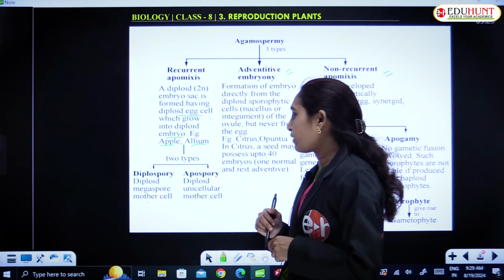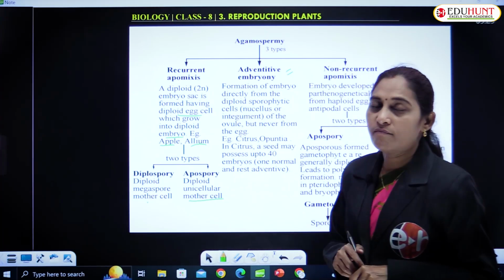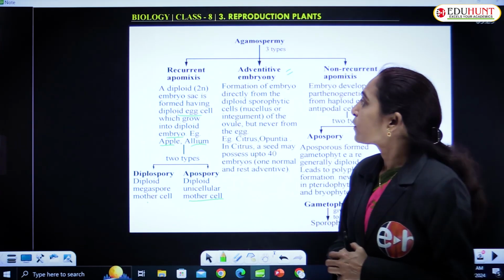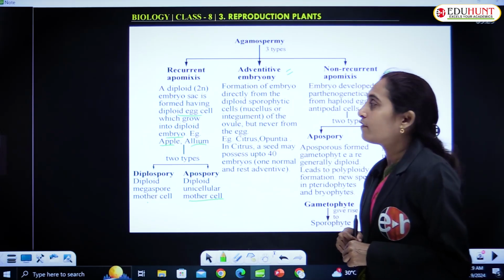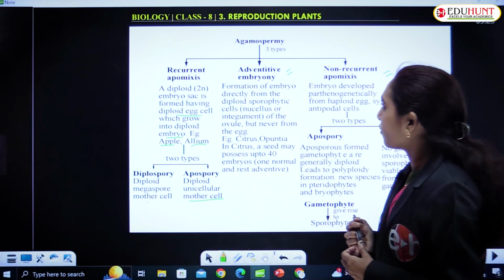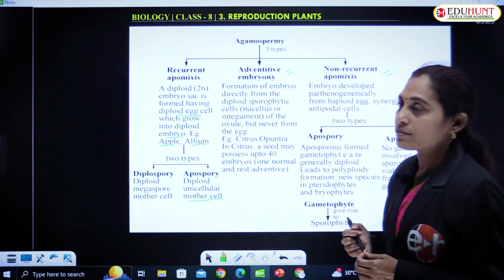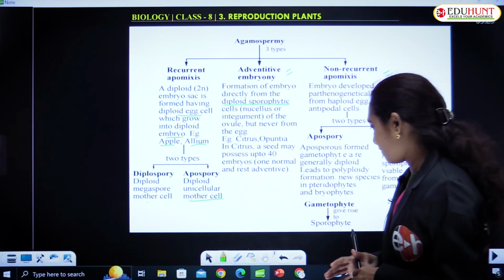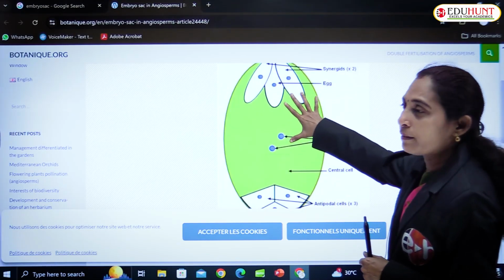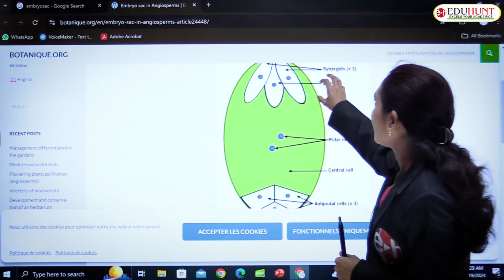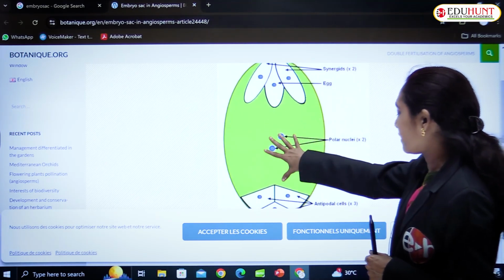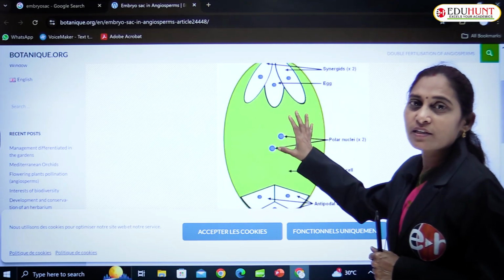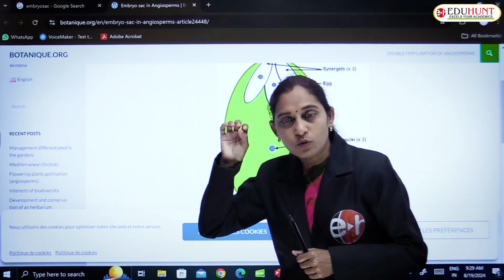Apospory. In apospory, a diploid mother cell will be there. This unicellular mother cell will give rise to the entire embryo. Then the second type, adventive embryony. In adventive embryony, formation of the embryo is directly from diploid sporophytic cells. Like I have shown you, this is the embryo sac in which the egg cell is there, synergids are there, polar nuclei, a large central cell, and antipodals are there. And where these are present actually, it is in the ovary, in the ovule.